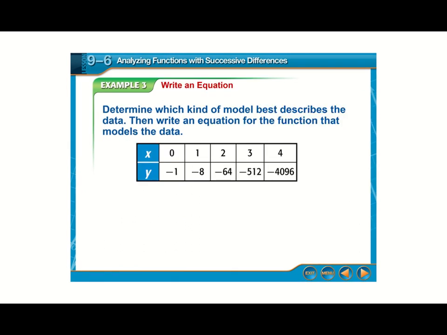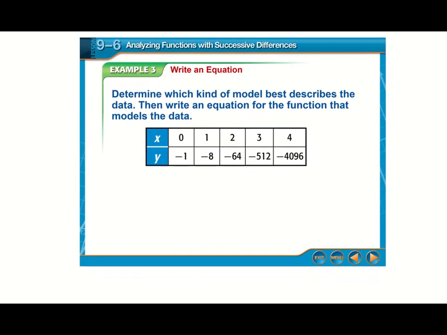Okay, in this problem, we're going to determine which model best describes the data and then write an equation. So look at all these y's real quick. What do you think you're doing? Okay, well, I'm multiplying by 8, right? Negative 8 times 8 would give you negative 64. Times 8 gives you that. Times 8 gives you that. So we are multiplying by the same number. So that means that this is exponential.